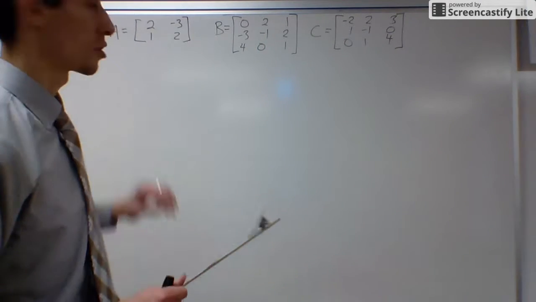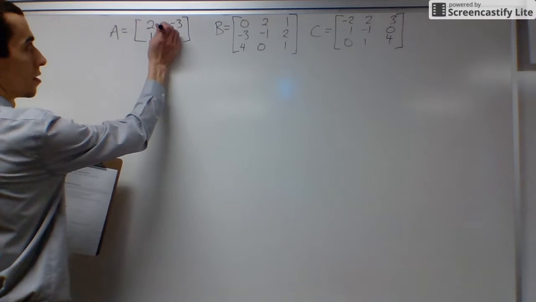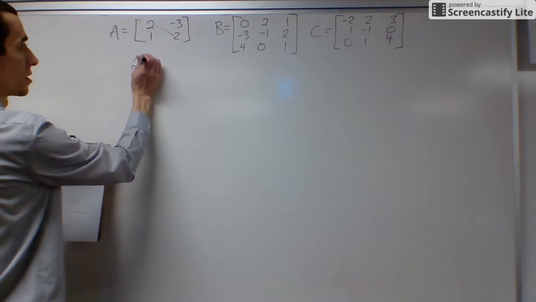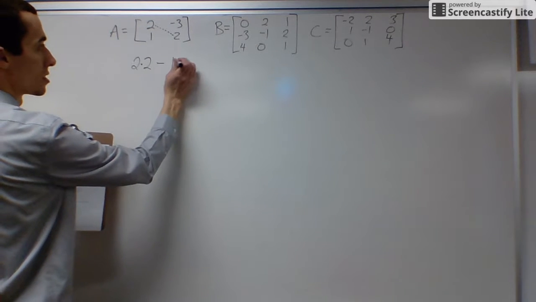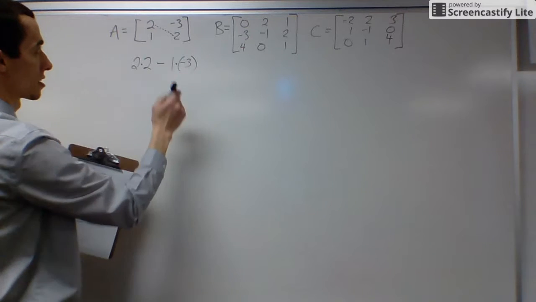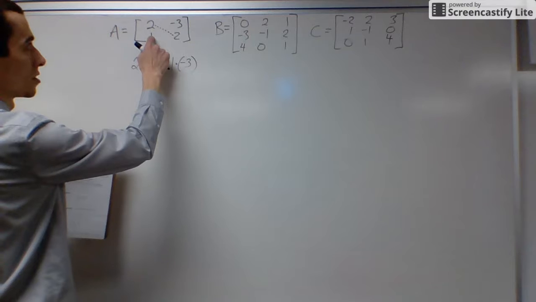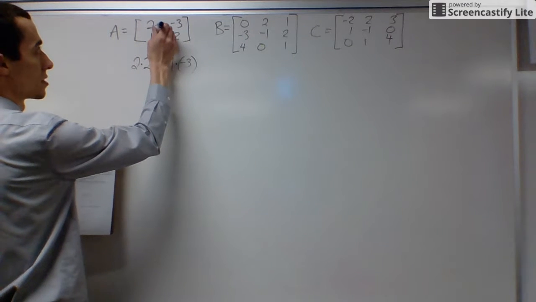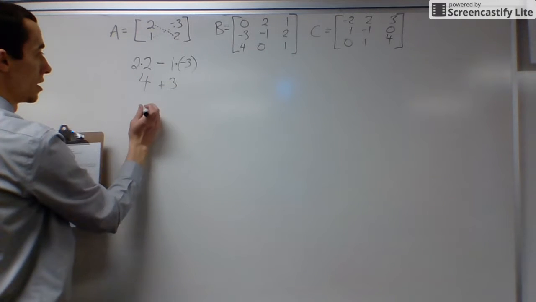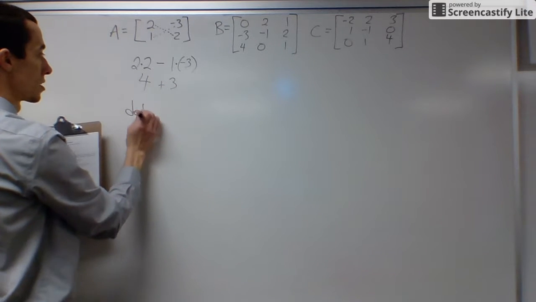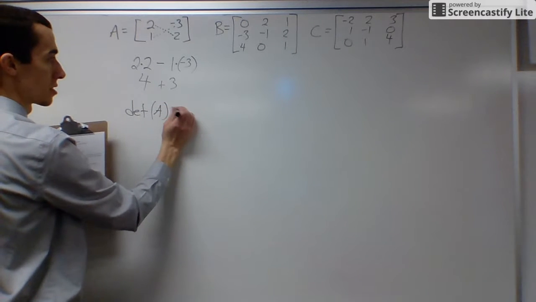So the determinant of matrix A can be found by multiplying 2 times 2 and then subtracting 1 times -3. So you multiply down the main diagonal minus multiplying up the other diagonal. So it would give us 4 plus 3. And so the determinant of matrix A is 7.